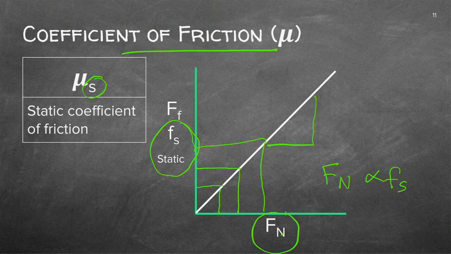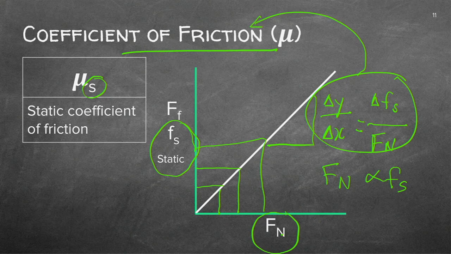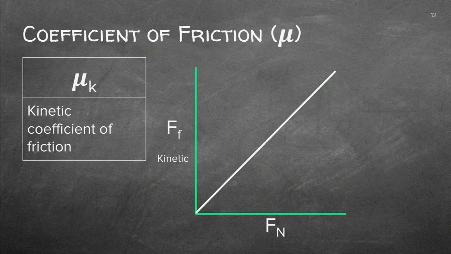So how do we get the gradient? Remember what we did with graphs? We said it's the change in the y values over the change in the x values. Now, in this case, it will be the change in the frictional force, static, over the normal. So I can actually work out the coefficient of friction. Exactly the same with kinetic friction. I've got kinetic friction on my y-axis and I've got the normal there. And I can actually calculate the kinetic friction with the gradient.